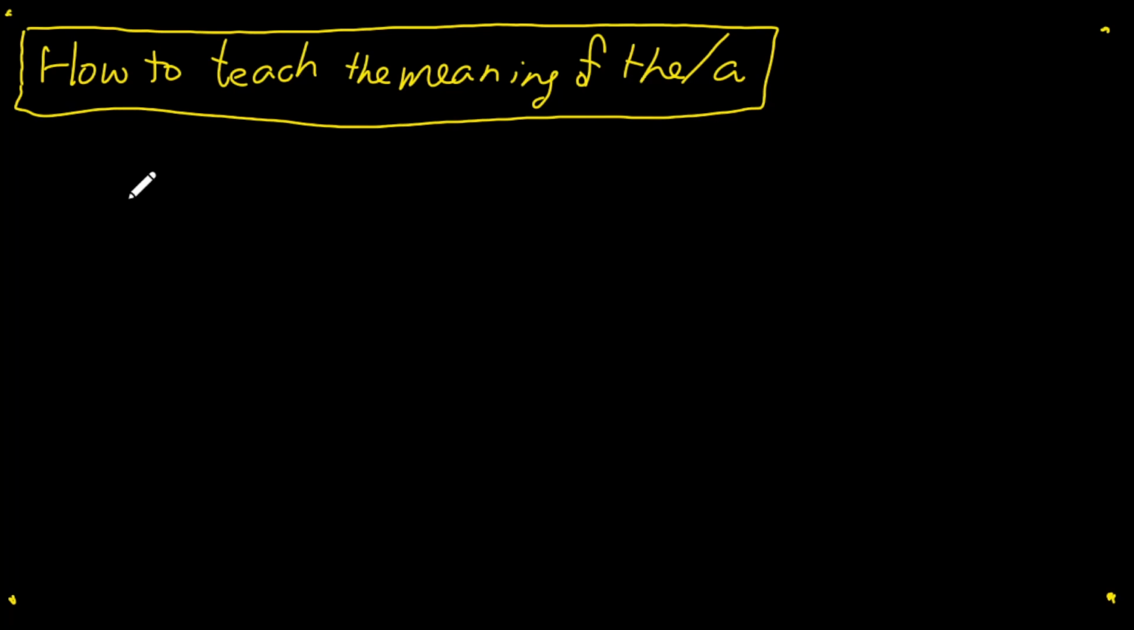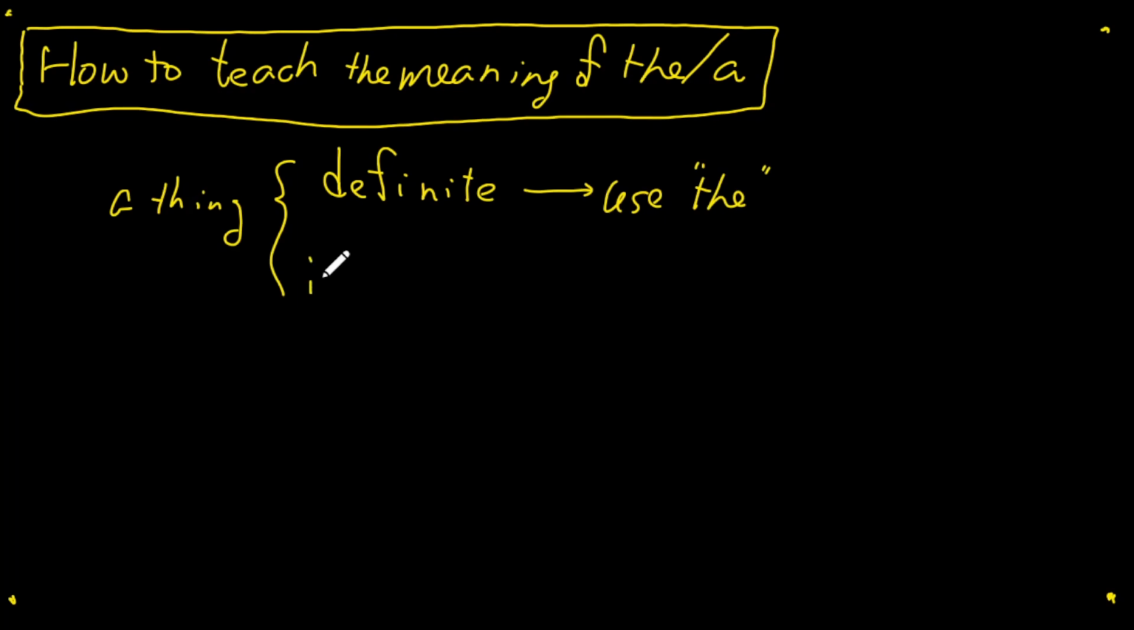Suppose there is a thing, singular or plural. If this is definite, you use the. And if this is indefinite, you use a or an, or use nothing, zero. So this is very simple, and a teacher can teach the use of the, a, and nothing very easily. However, this is not the whole picture. This is just a part, or half, of the whole picture.